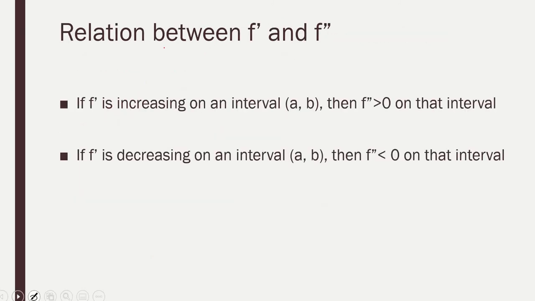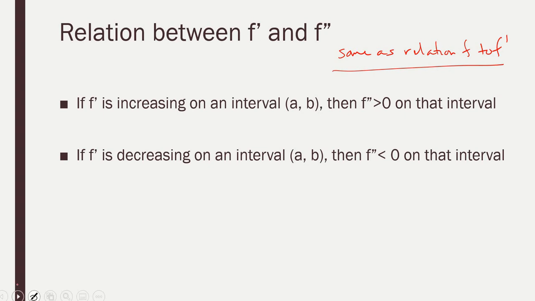So what's the relationship between f prime and f double prime? Well, this is exactly the same as the relation from f to f prime. So we said if f was increasing, f prime would be greater than 0. Well, if f prime is increasing, then f double prime is greater than 0. If f prime is decreasing on an interval, then f double prime is less than 0. Exactly the same as the relationship from f to f prime.